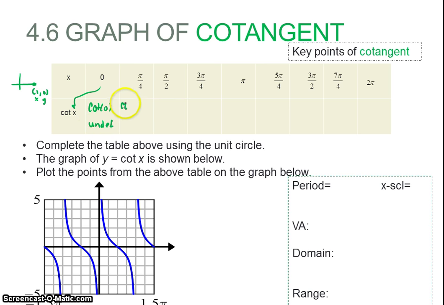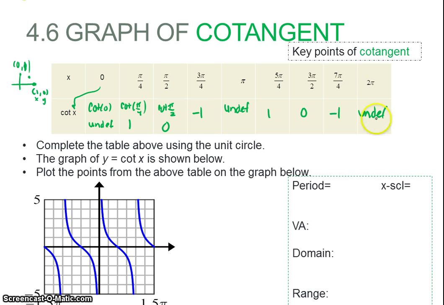Then we're going to find cotangent of pi over 4, and at pi over 4 it's root 2 over 2, root 2 over 2, and so we do x over y and we get 1. And then we're going to find at pi over 2, where the coordinates are 0, 1, we're going to do x over y, and we get 0 over 1, which is 0. So our cotangent of pi over 2 is 0. So go ahead and plug in all of these values into cotangent and use the unit circle to complete this table. So pause the video.